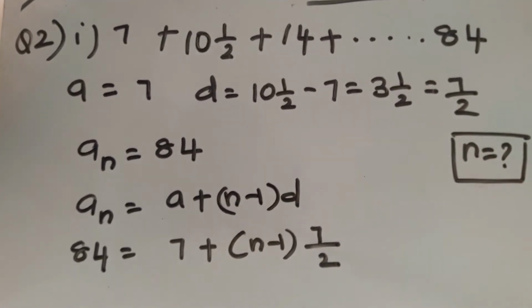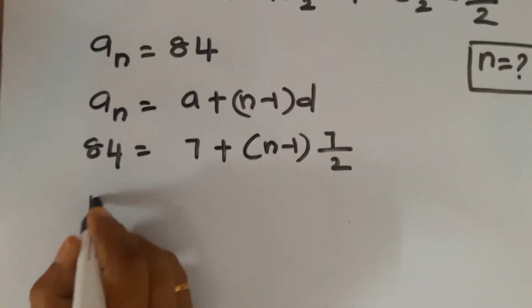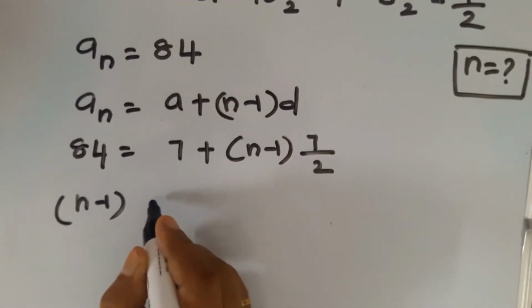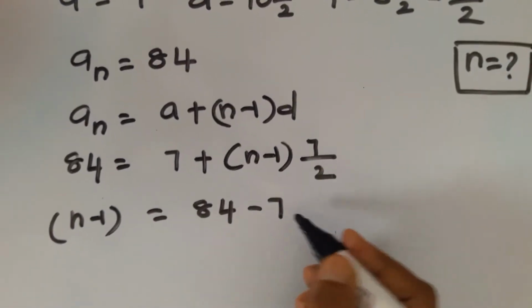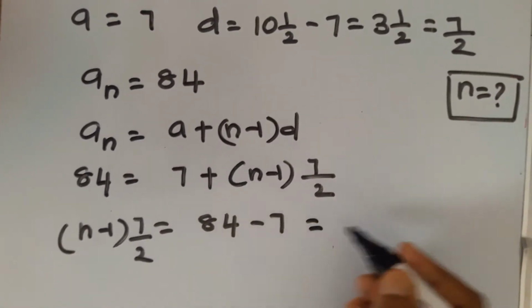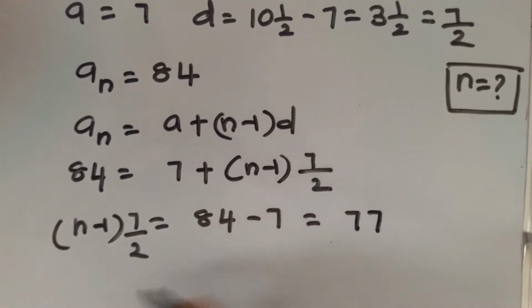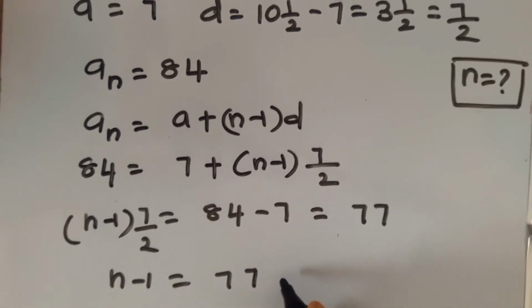Now from this we will be able to get our n, yes or no? Yes, we will be able to get. Keep only the n minus 1 on one side and bring all the other terms to this side. 84 minus 7. This 7 by 2 also, let me keep it here only. After simplifying this I will bring it. So this is 77. So n minus 1 will be equal to 77.